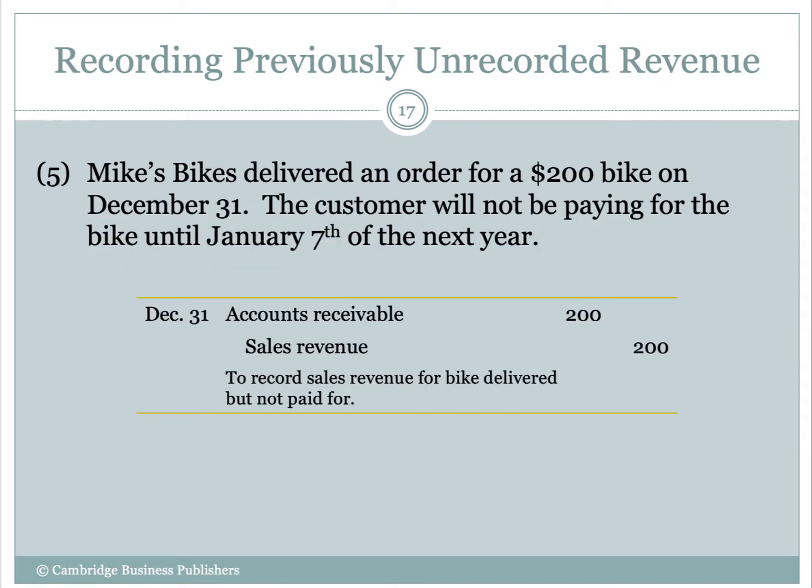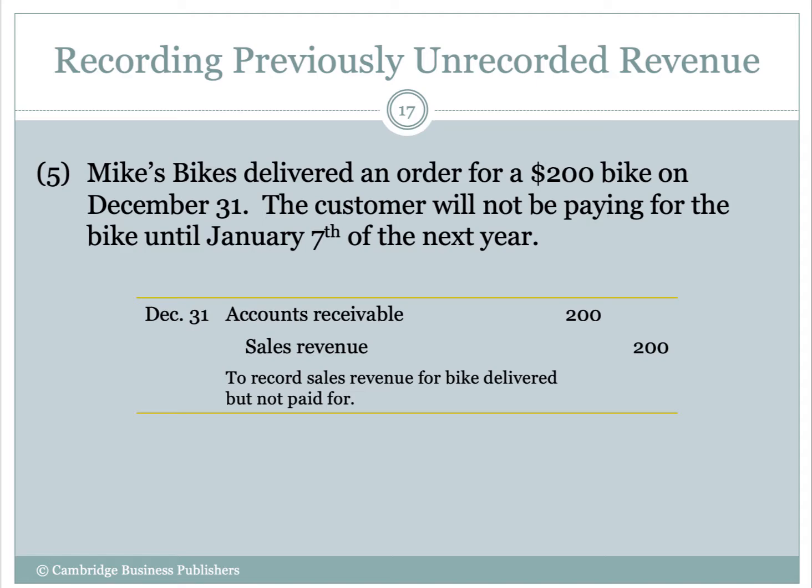Okay, so let's look at previously unrecorded revenue, right? Let's assume for a moment that Mike's Bikes delivered an order for a $200 bike on December 31st, right? The customer is not going to pay for this bike until January 7th of next year. So when do we recognize revenue? Well, under the cash basis of accounting, we recognize revenue when we get the cash, so we will not recognize revenue until next year.